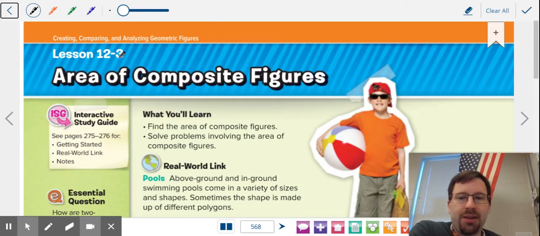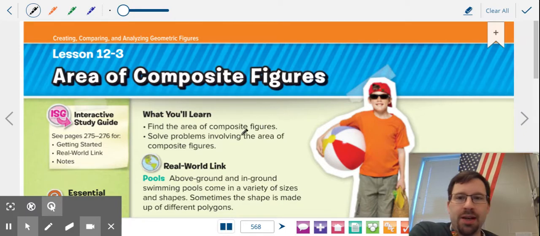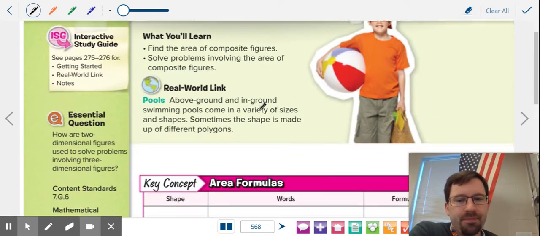Today we are tackling lesson 3. Quiz is coming up next. What are we doing today? We're finding the area of composite figures. So far we've done circles, area and circumference, and now we're going to add in some more shapes for area.